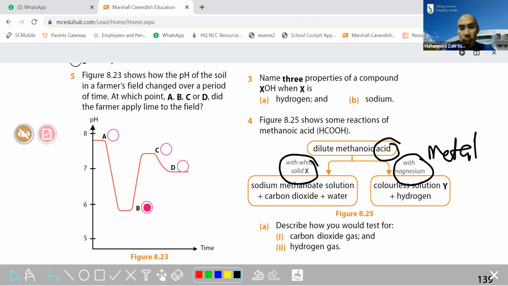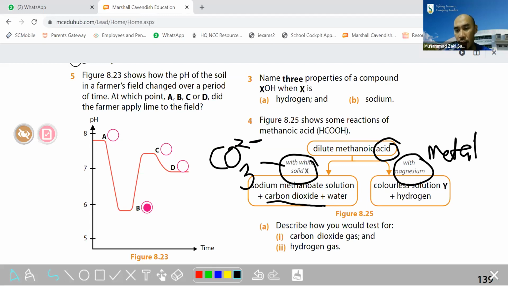Now, when acid reacts with solid X, you get carbon dioxide. So what is actually solid X? This one should be a carbonate. See, I put there CO3 2-. It's a carbonate. Of course, this one should be a metal. So next one. How do you test for carbon dioxide?